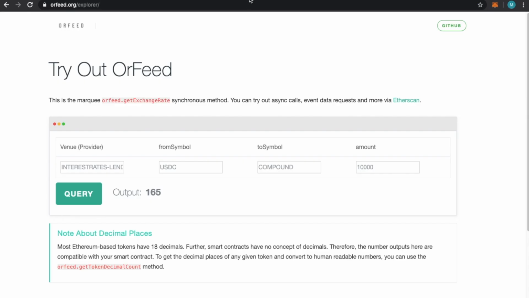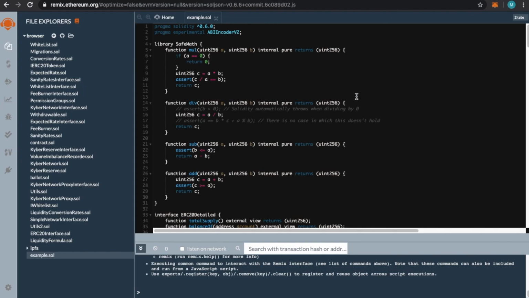Therefore, to help with this, you can now use Orfeed to actually get the interest rates off of different platforms. So for example, you can use the provider interest rates lend and, for example, put in USDC and get the interest rate on Compound, and then switch between various assets, for example, like with DAI, and get the interest rates on that. So let's take a look at how that smart contract works.